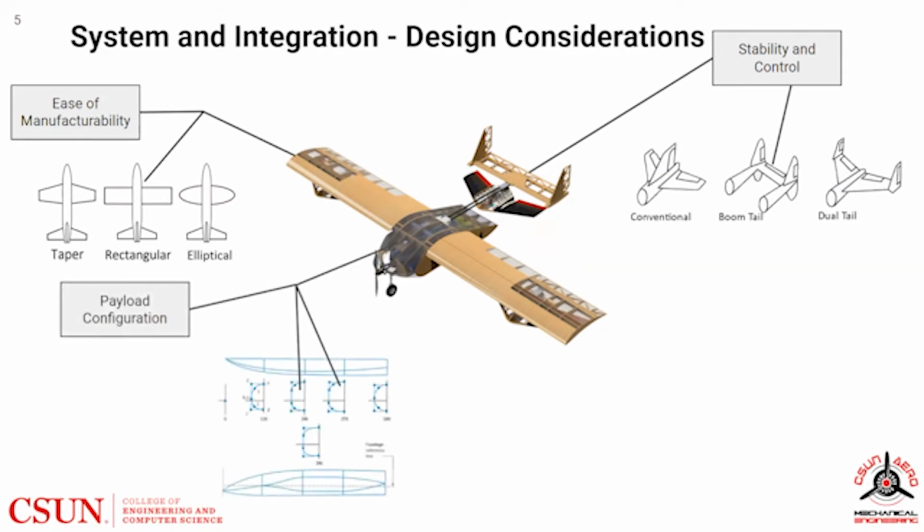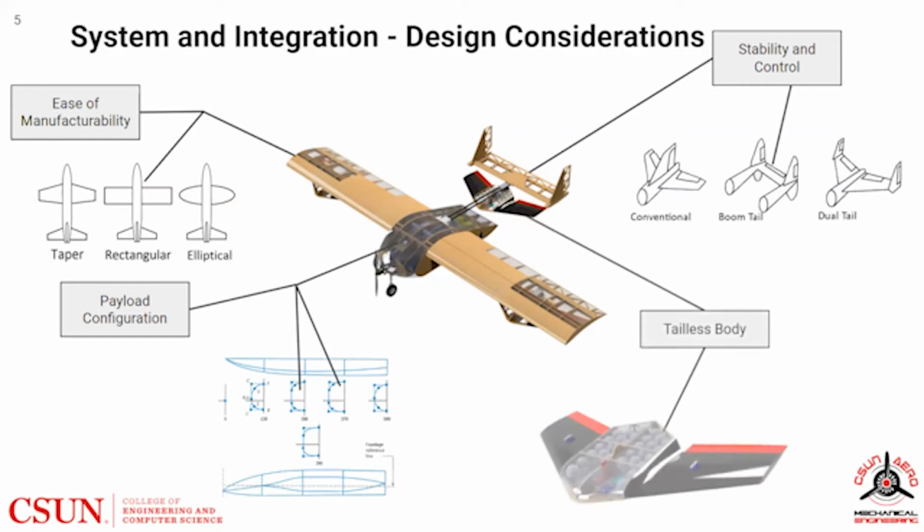For the fuselage shape, we opted for a round loft in the front and a square loft on the side due to the payload configuration shape and ease of manufacturability. Lastly, we chose a tailless body design in order to maximize the area and weight and prioritize the amount of colonists inside the CDA.